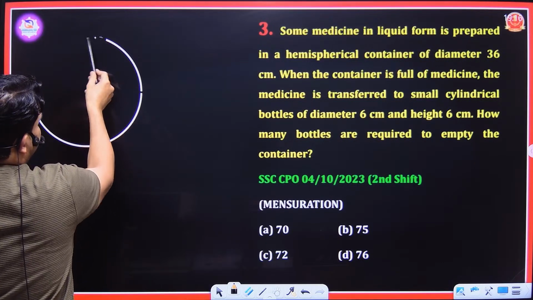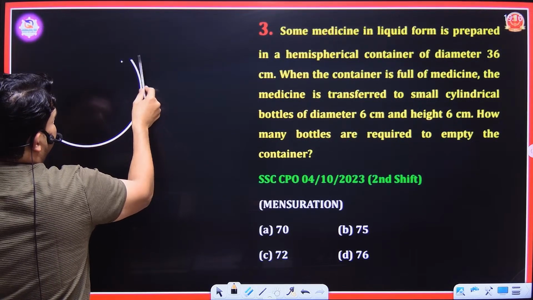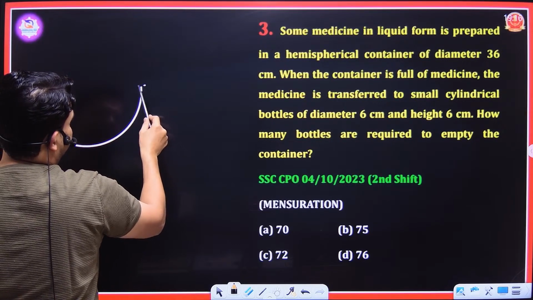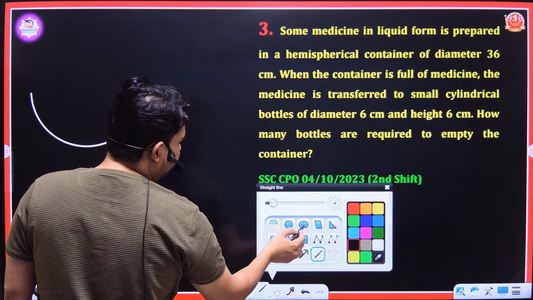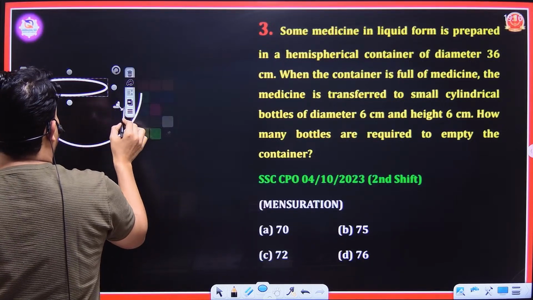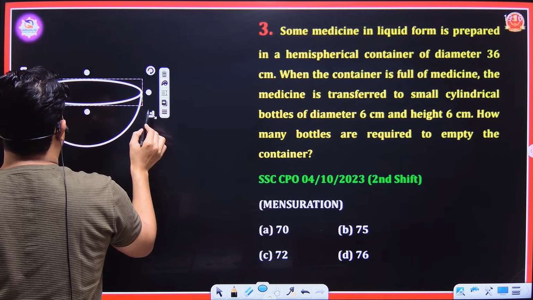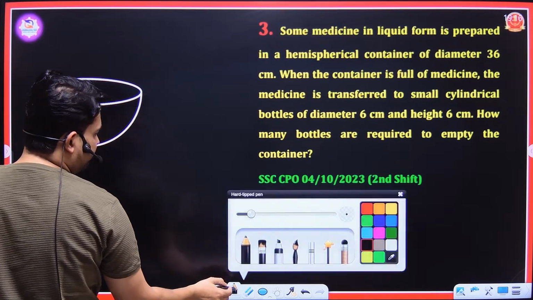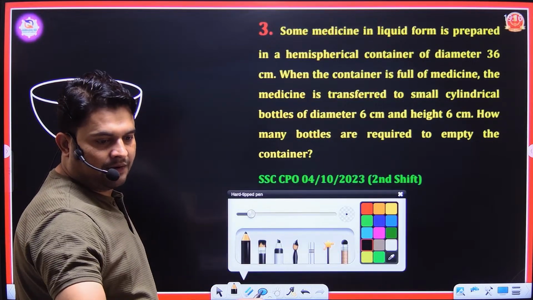I can write the answer directly, but I have to explain it to you. When the material of this container is poured into the other container, it means the volume of both the containers is the same. This one is our container, and this one is our container. It means the volume of both the containers is the same. So this one is that hemispherical bowl.